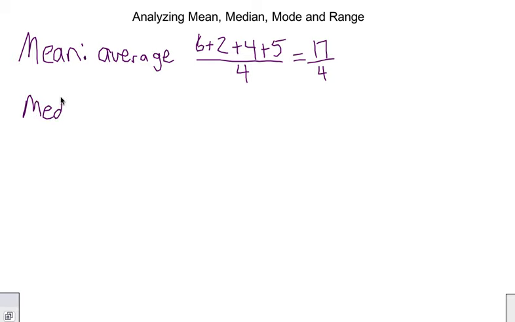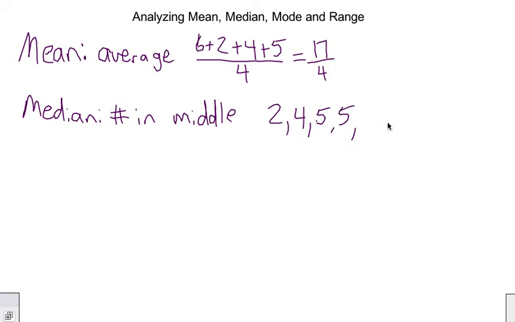The median, which we will actually be doing a ton of stuff with this school year, is the number in the middle. So if our data set is something like 2, 4, 5, 5, 7, and 10, the median in this case is actually 2 numbers, 5 and 5. So obviously the median is going to be 5 because you add up those two and divide by 2. 5 plus 5 is 10, divided by 2 is 5. Okay.